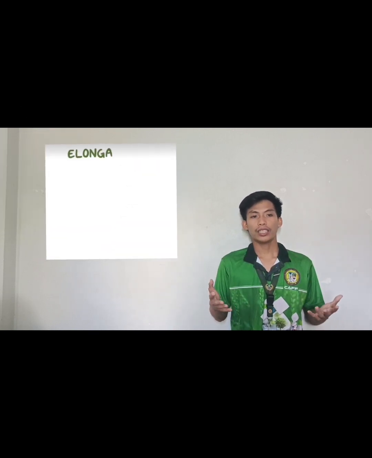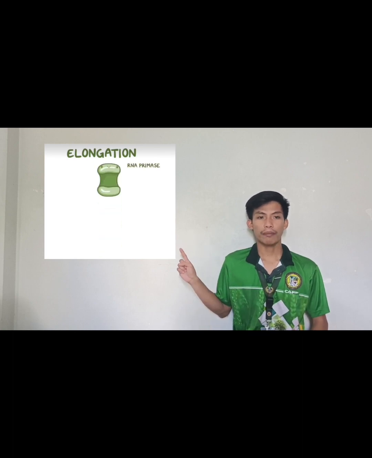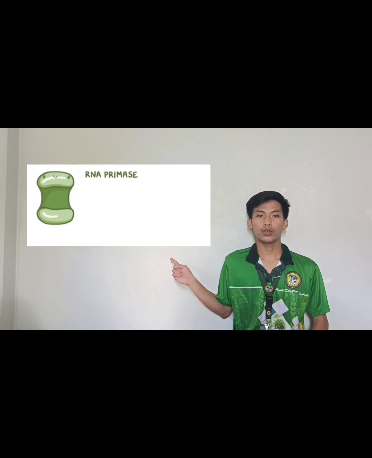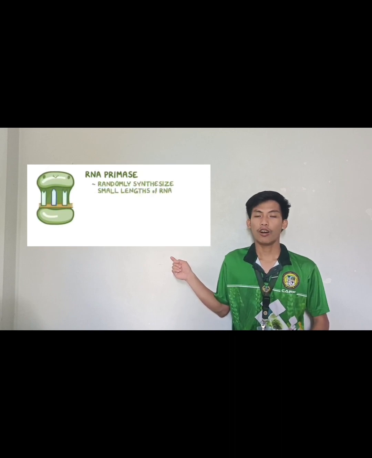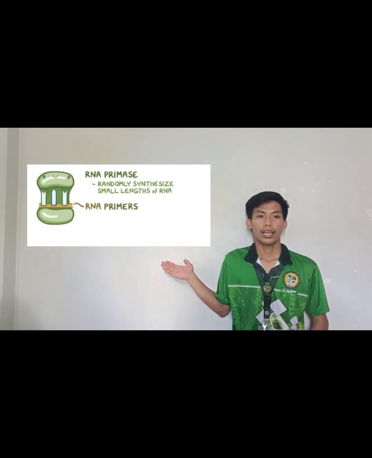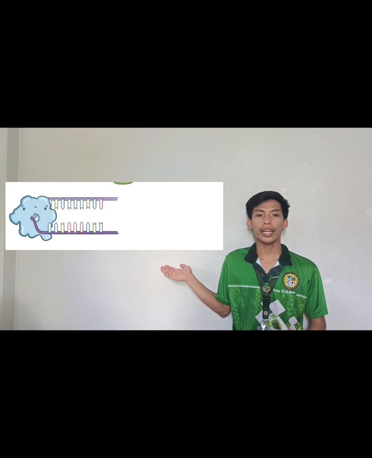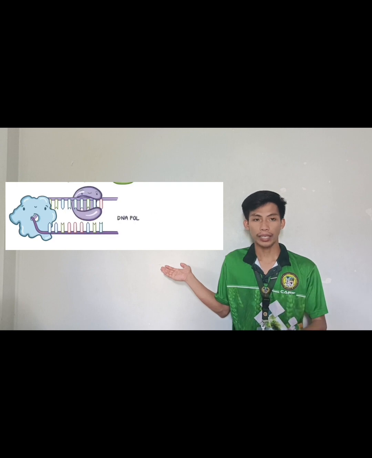Now, next step is elongation. So here, we need the RNA primase. Its function is to hover around, randomly synthesizing small lengths of RNA called RNA primers. And just by chance, the RNA primer will be complementary to the exposed DNA strand and it will bind.